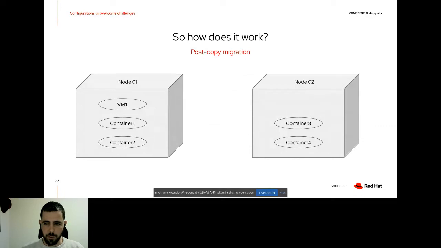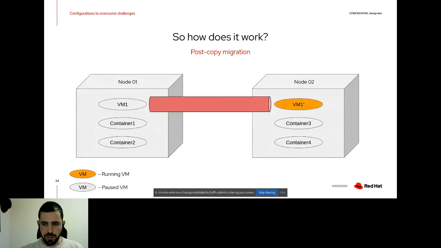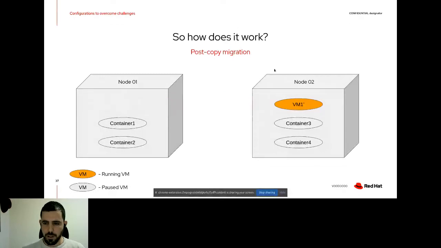So basically, we create another instance at the target node, and this instance starts running immediately. Once the target VM tries to access a memory it does not own, there is a page fault. It asks the source VM for the specific page that it's lacking, and this page is being transferred. Afterwards, when it continues running, other pages are being transferred in the background. And finally, the migration is done.